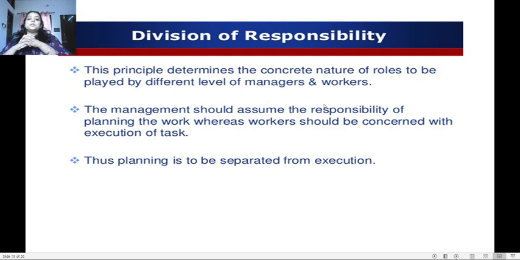The management should assume the responsibility of planning of work, right? And the execution responsibility should be given to the workers. Thus, planning is not separated from execution. Planning has been done. Execution has been observed by the managers, right?